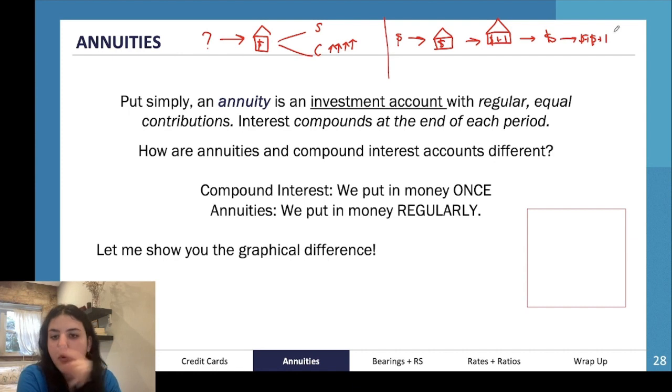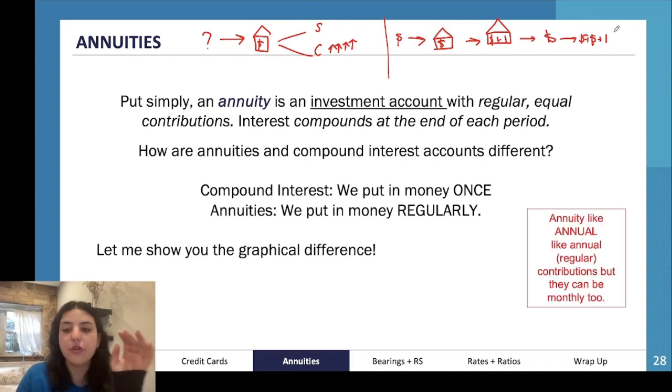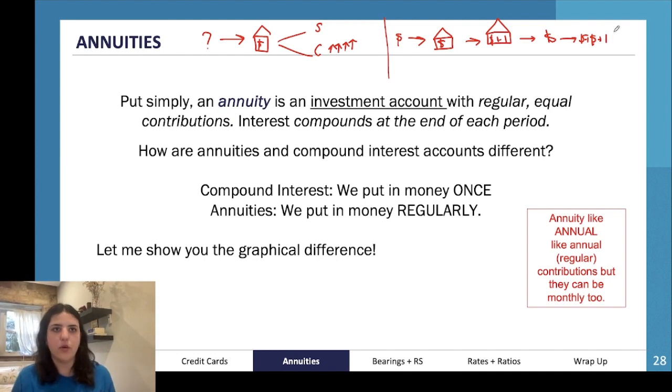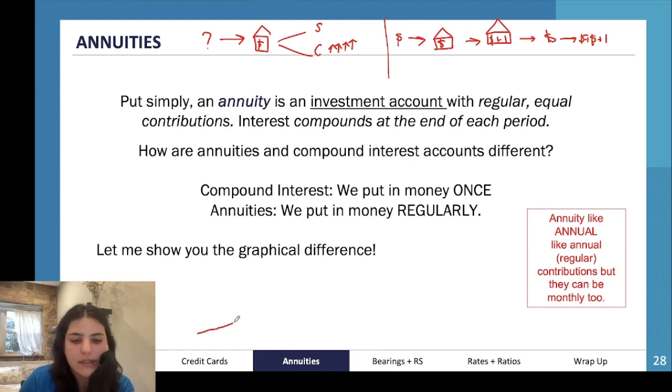So compound interest, you're putting all the money in at one go, you put $10,000 in, you get interest on $10,000, right? Annuities, you put in $1,000 in January, $1,000 in February, $1,000 in March. So yes, you're still putting in $10,000, but you're doing it slower. I'll show you how this looks graphically. This is the line for your compound interest, right? It'll slowly increase over time like this.